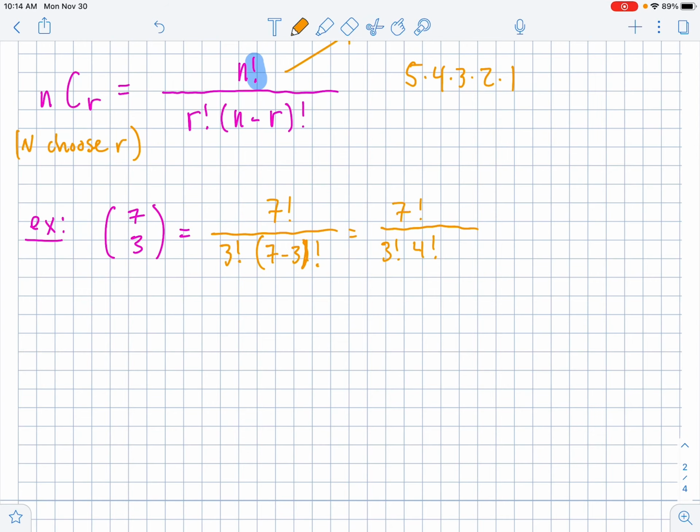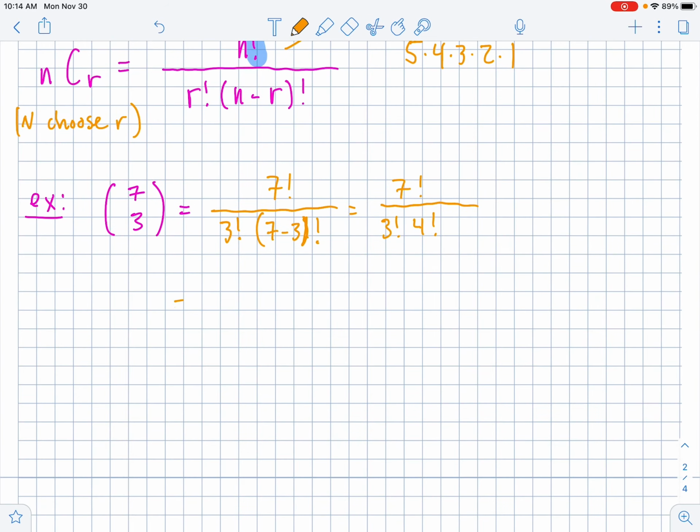But there's actually some shortcuts you can take to save yourself some algebra. Because 7 factorial is 7 times 6 times 5 times 4 times 3 times 2 times 1. And then 3 factorial is 3 times 2 times 1. And then 4 factorial is 4 times 3 times 2 times 1.